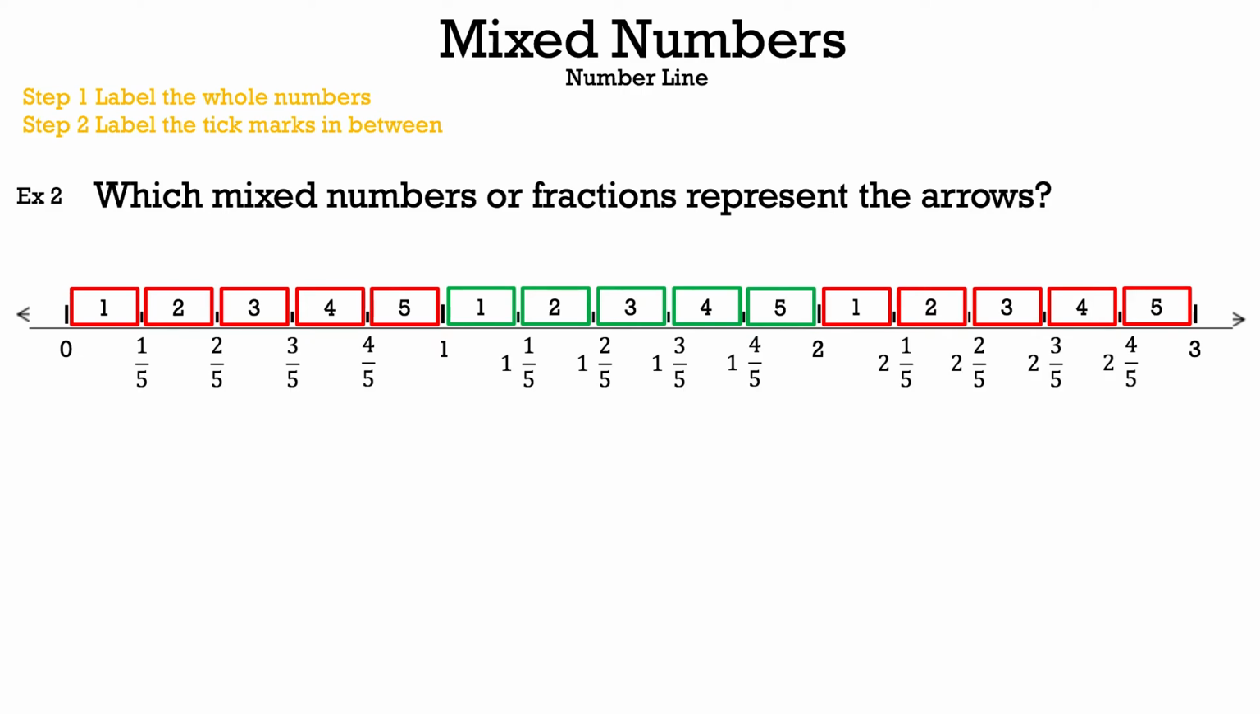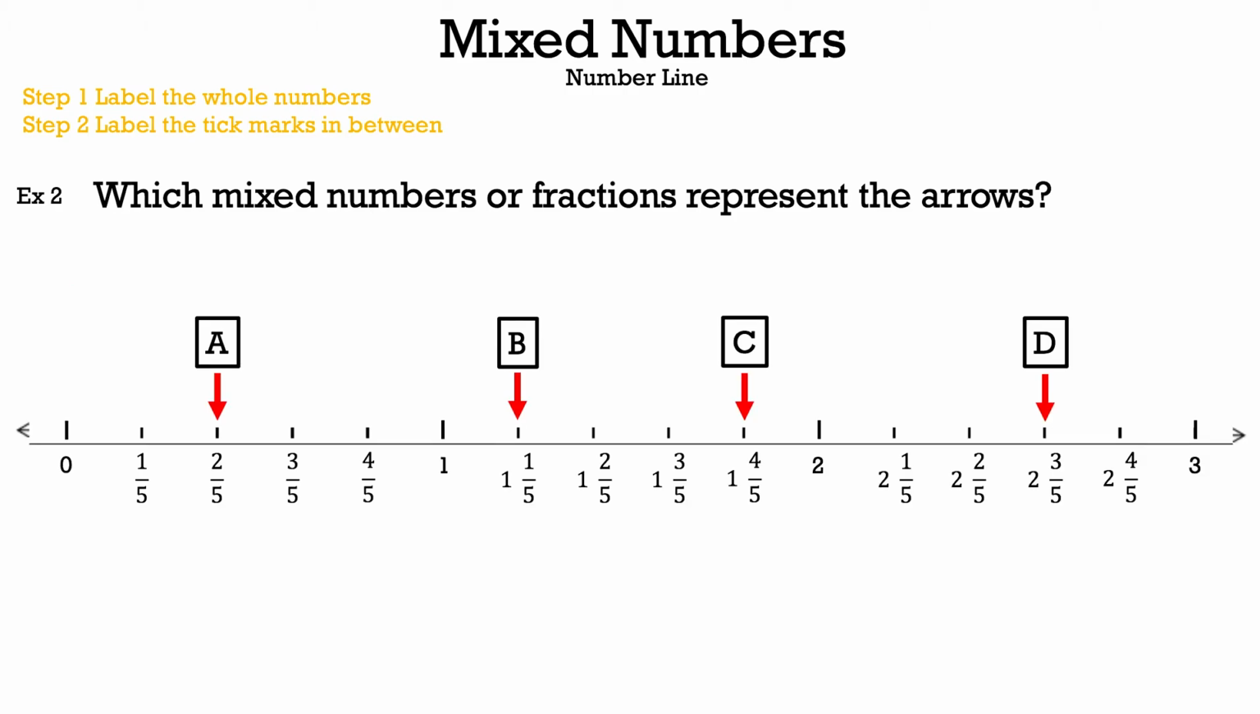Okay, so therefore we start at 0 and add a fifth each time. So 0, 1/5, 2/5, 3/5, 4/5, 5/5, and so forth and so on. And remember, 5/5 is the same thing as 1. Now we can go ahead and add the questions back.